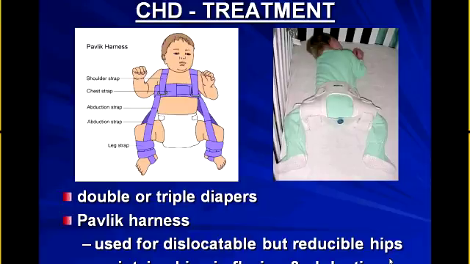If that's not being done by double or triple diapers, then they will use what's called a Pavlik harness, and that's used for dislocatable but reducible hips. It has the advantage of not only maintaining the abduction, but also maintaining the hip flexion. It's used in infants usually from birth to 6 months, and it's worn 24 hours a day, usually for 2 or 3 weeks. And then after that, 23 hours a day for another 3 weeks, and then 12 hours a day for another 6 months. So this is worn for a significant period of time.